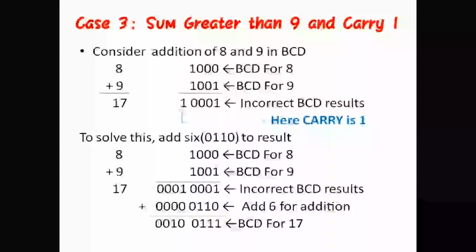Now go on with the addition here. 1 plus 0 is 1. 0 plus 1 is 1. 0 plus 1 is 1. 0 plus 0 is 0. 1 plus 0 is 1. 0 plus 0 is 0. 0 plus 0 is 0. 0 plus 0 is 0.